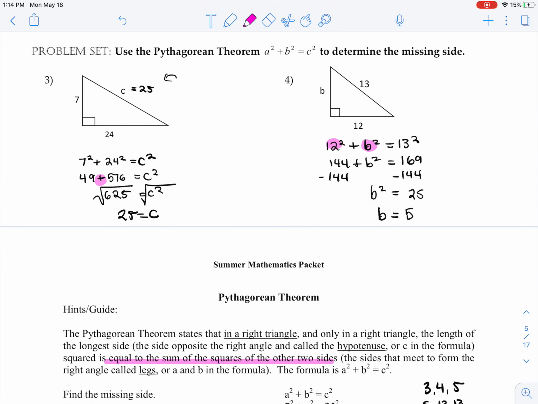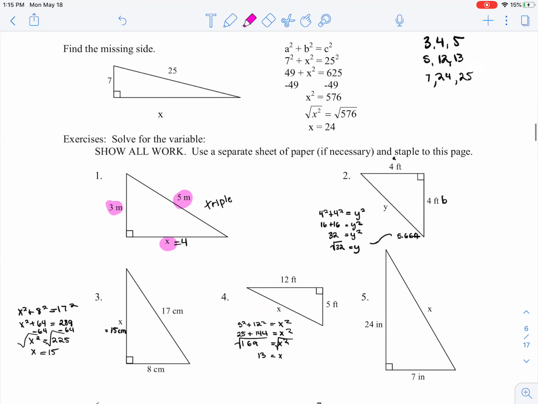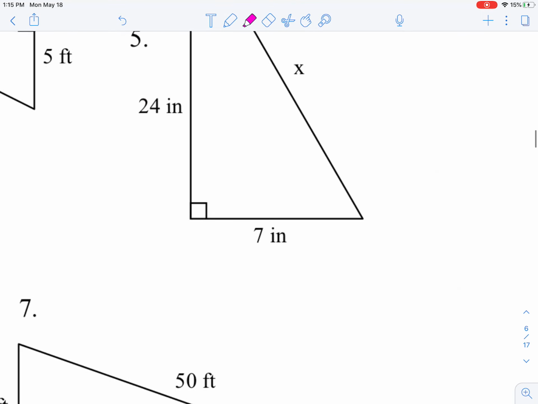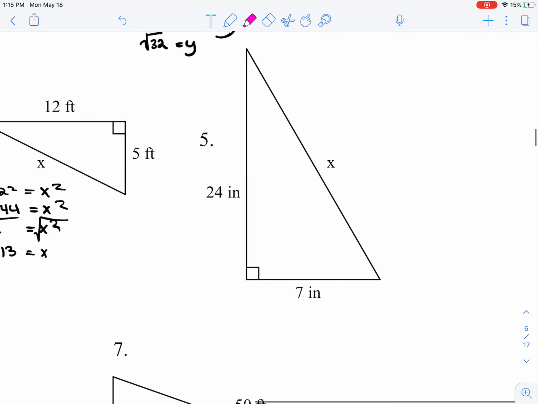And if you notice, we actually figured out the 7, 24, 25 up here. And this one was a 5, 12, 13. So you'll see those a lot. In fact, I'm just going to set it up, but I'm not going to work it out because we literally just worked this out above. So 7 squared plus 24 squared equals x squared, and x is 25. 25 what? Inches.